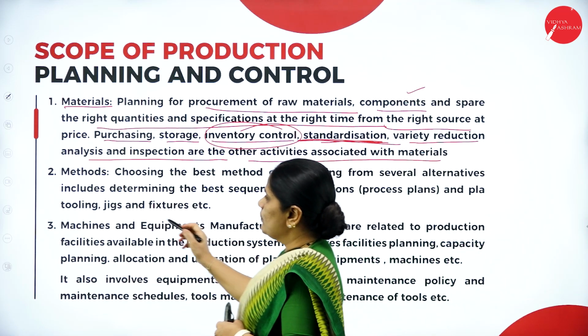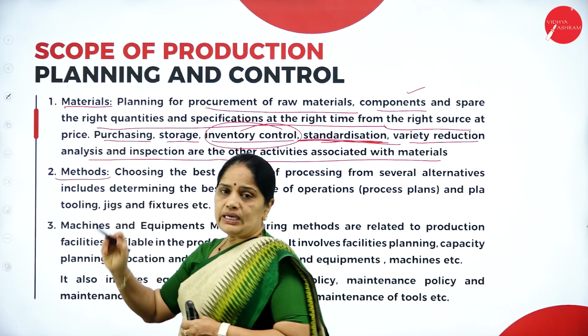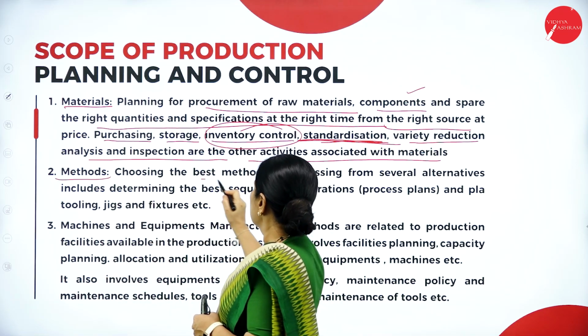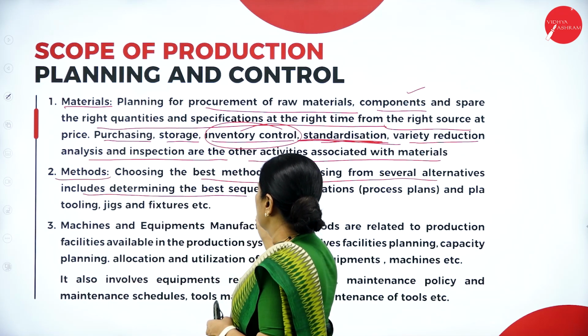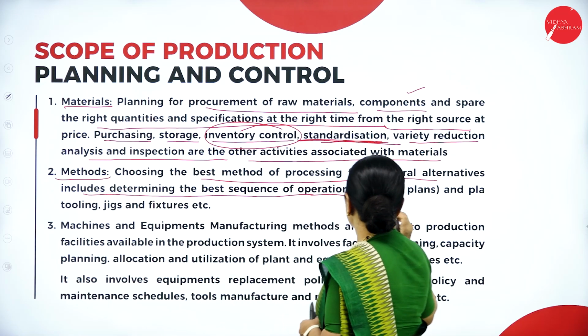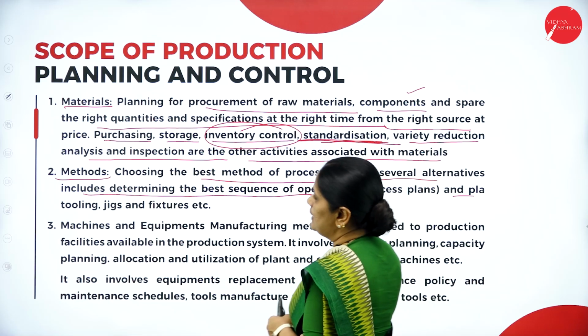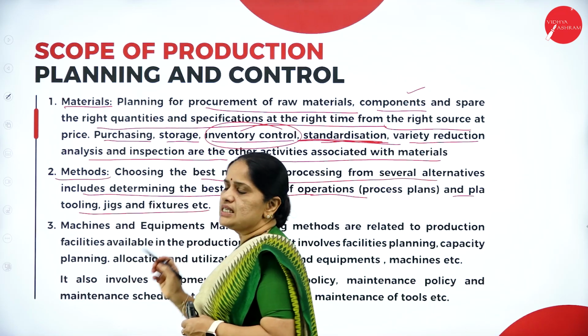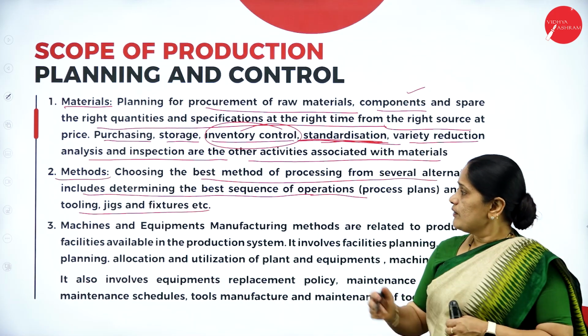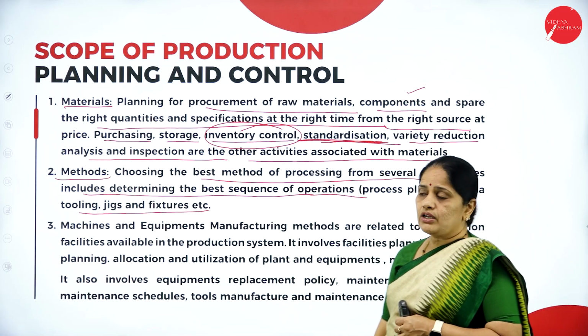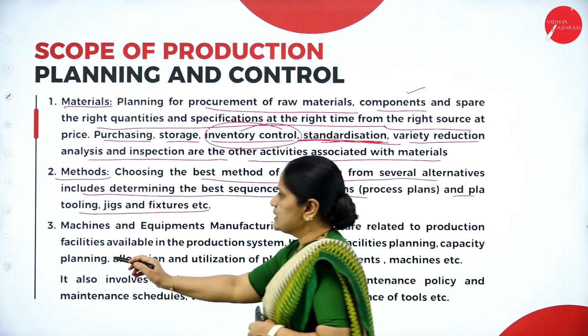Then the second one is the method. Now in this method we have choosing the best method of processing from several alternatives, which includes determining the best sequence of operations and tooling, jigs and fixtures, etc. So when we speak about the methods of operation, we have to plan the best method of processing.